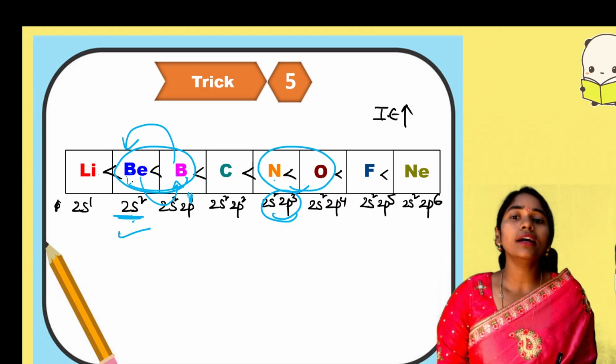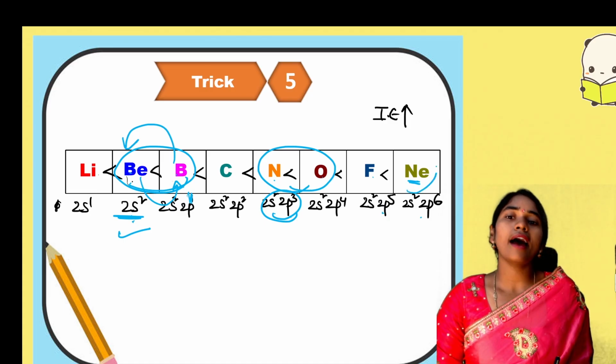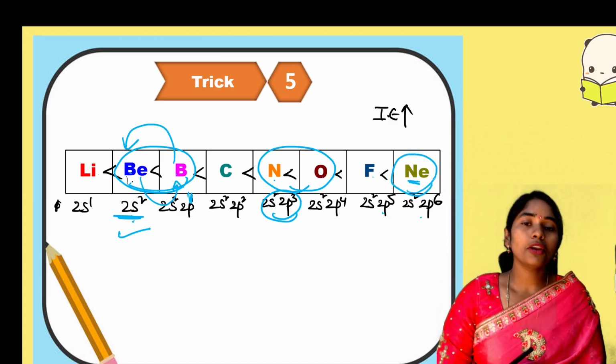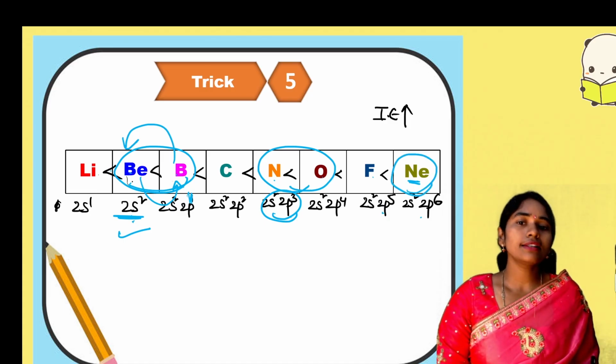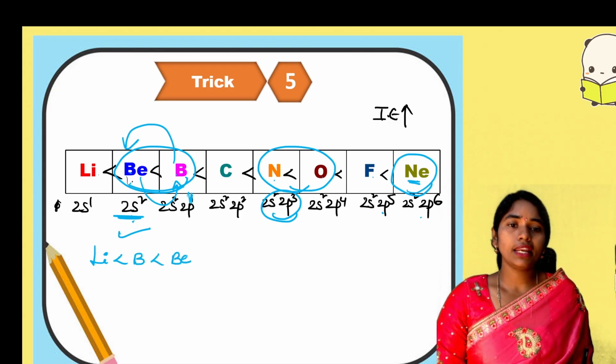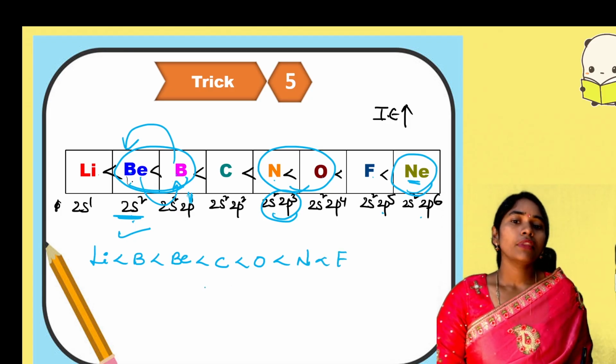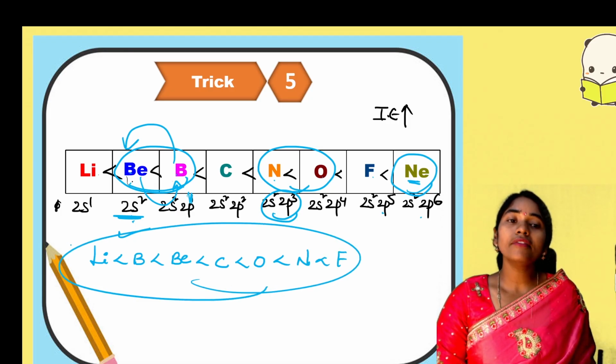And coming here, this is neon. Coming to fluorine, neon has more ionization energy. Are you able to catch the point? So if they ask us to write the order, then you can write lithium, then boron, then beryllium, then carbon, then oxygen, then nitrogen, and then fluorine. Why? Because these have more ionization energy.